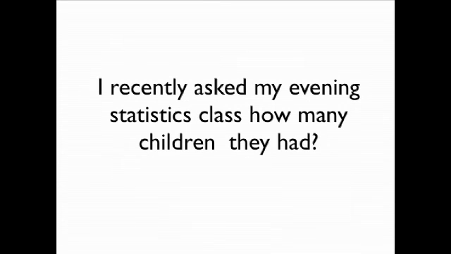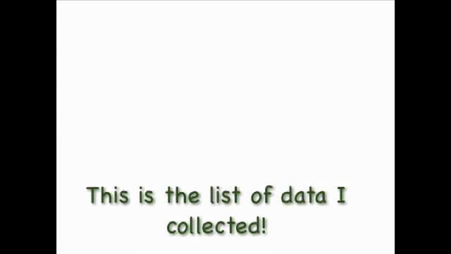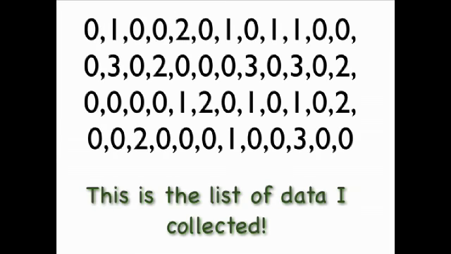I recently asked my evening statistics class how many children they had. This is a list of data I collected. There were many zeros, some ones, some twos, and few threes. The zeros represented no children as answers. The ones represented one child as answers. The two represented two children, and the three represented three as answers.